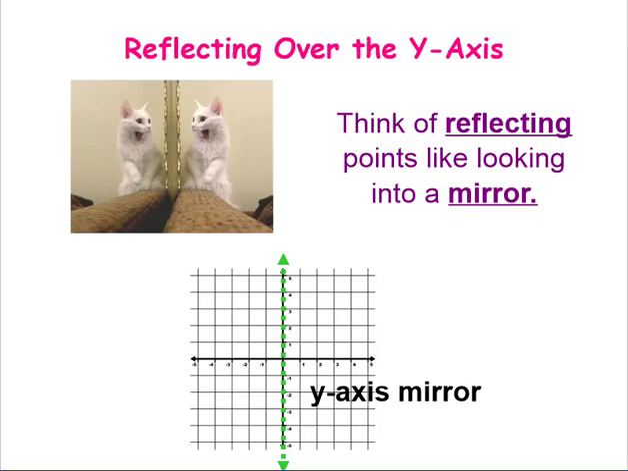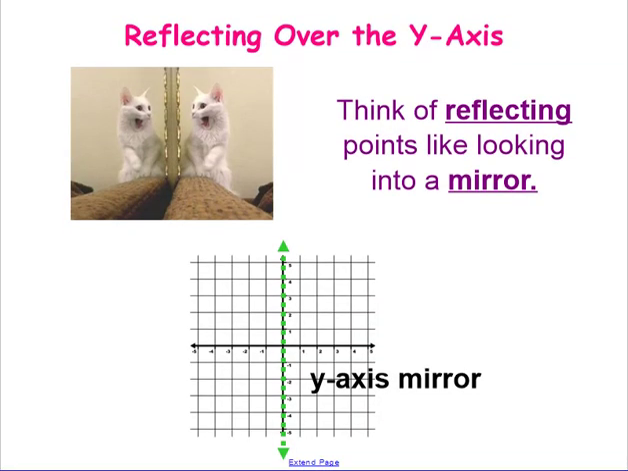So, reflecting over the y-axis. Again, think of reflecting as looking in a mirror. Here you have another little kitty. He's a little bit less cute this time and a little bit more funny, but compare him to the coordinate plane that we have here. So here we have the coordinate plane. I've highlighted for you where the y-axis is, or what I'm calling the y-axis mirror this time. So on this kitty, I have my y-axis right here.